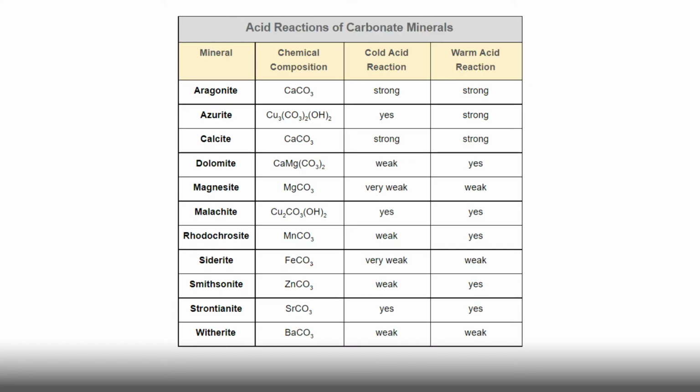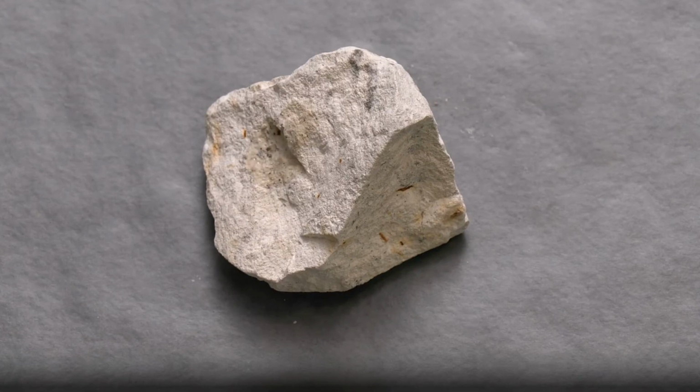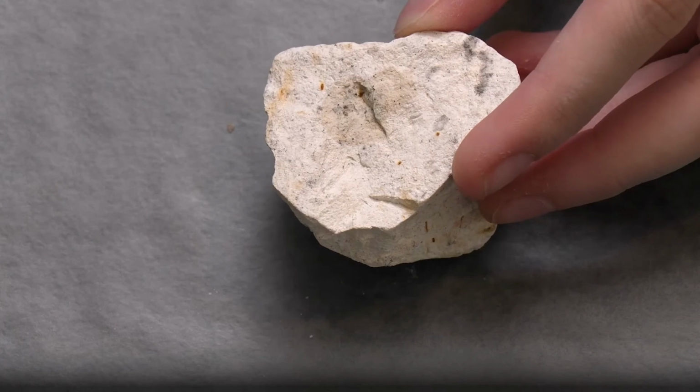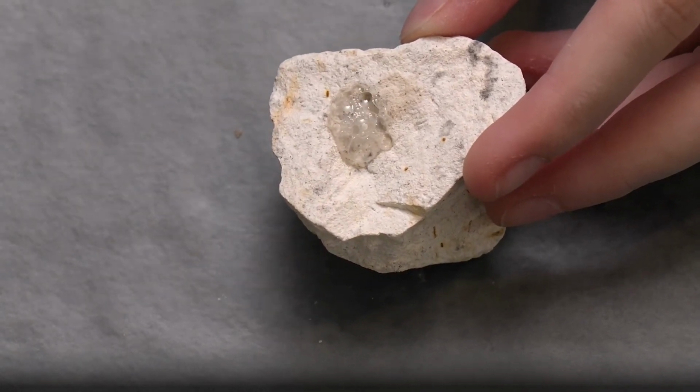A list of carbonate minerals is displayed in this table with their chemical composition and their relative reaction with cold and warm hydrochloric acid. Rocks that contain carbonates will also react with acid. Limestone and its metamorphic counterpart marble are made of almost entirely calcite, so these will also fizz in contact with acid. Rocks composed of dolomite, like dolostone, will have a weaker reaction.